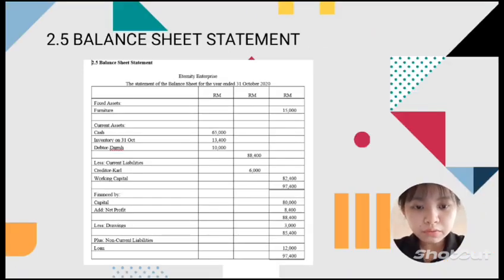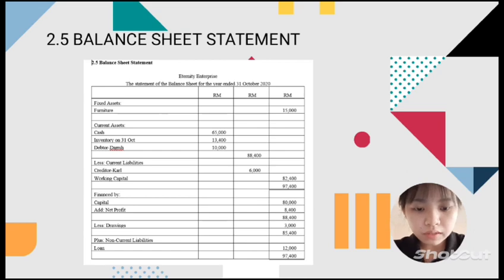The statement of the balance sheet for the year end 31 October 2020 for Eternity Enterprise, we've got the fixed assets, current liability, capital and non-current liability. In fixed assets, we got the furniture that is 15,000 ringgit. In current assets, we got the cash, inventory on 31 October and debtor, and the total current assets is 88,400 ringgit. And we got the less current liability, that is a creditor as much as 6,000. And we got the working capital as much as 82,400, and the balance is 97,400.